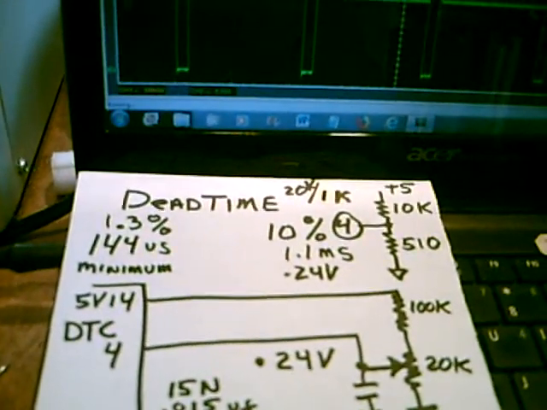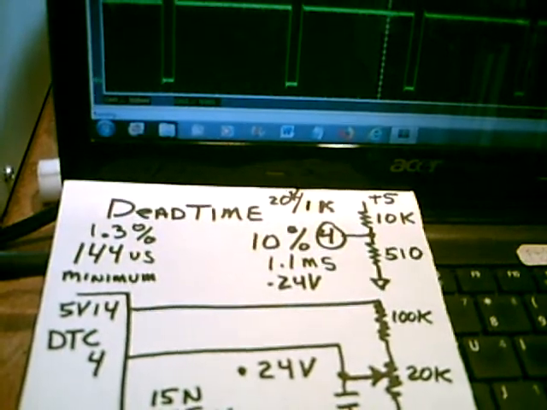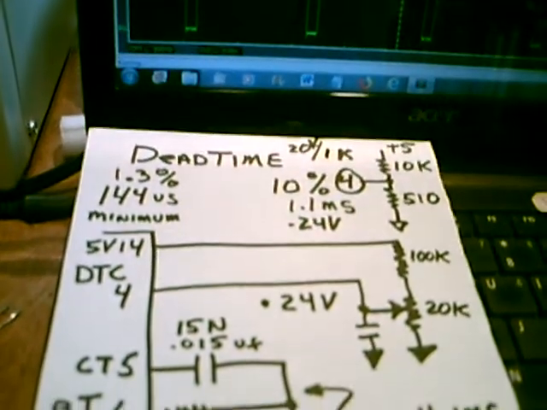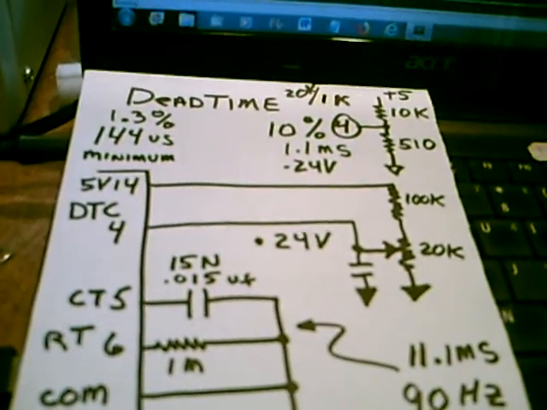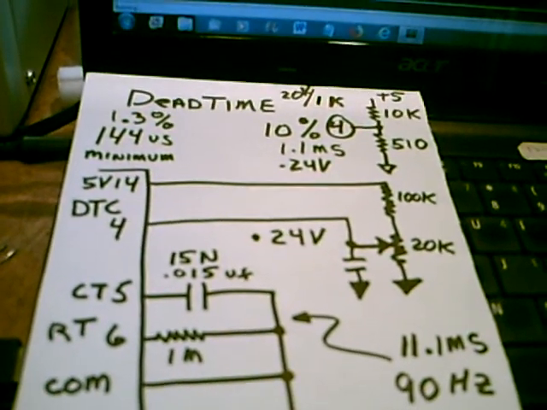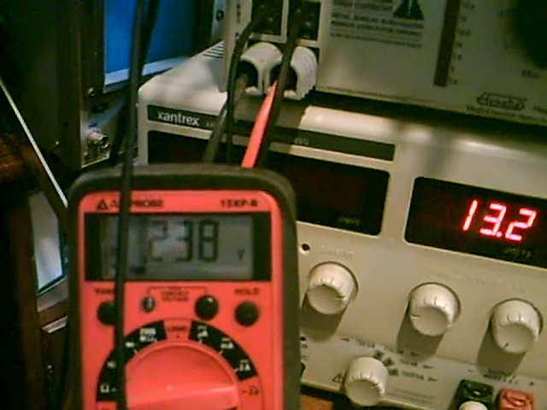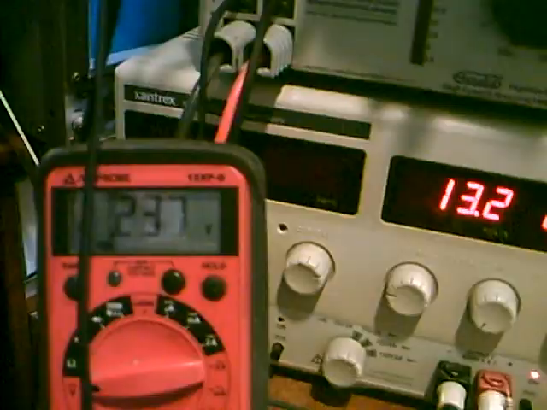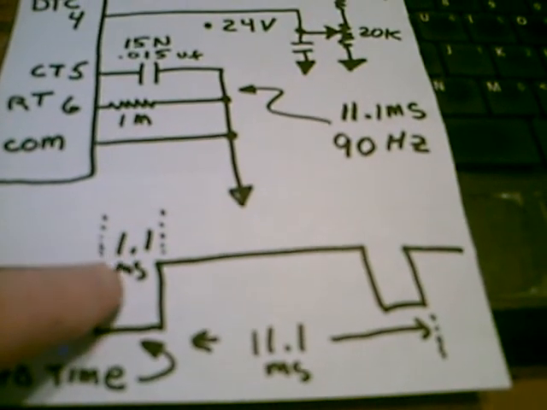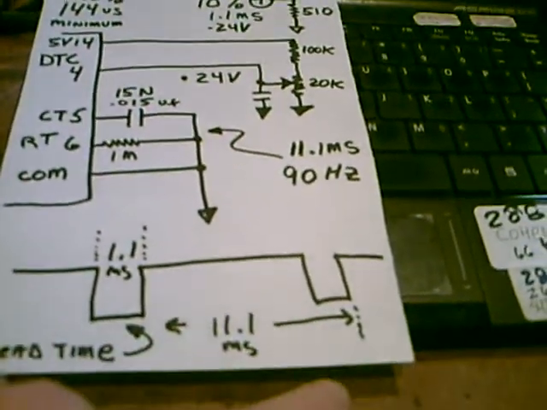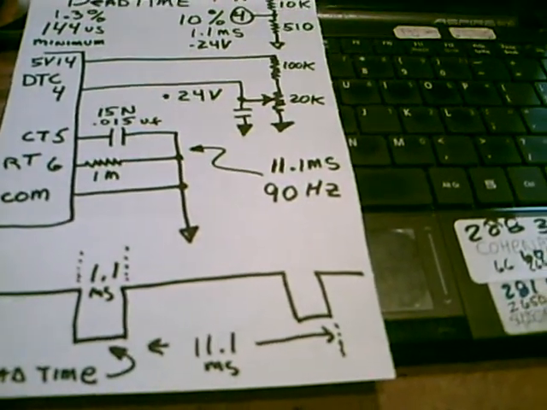Now typically the dead time is about 2%, between 1 and 3% when that pin is grounded. This one is 1.3%, and what you can do is increase the voltage on this pin, and it's not a lot. We're only at around 2.24 volts to get the 10% dead time that we want. And so what we have is 1.1 milliseconds of dead time, and the whole cycle time is 11.1 milliseconds.